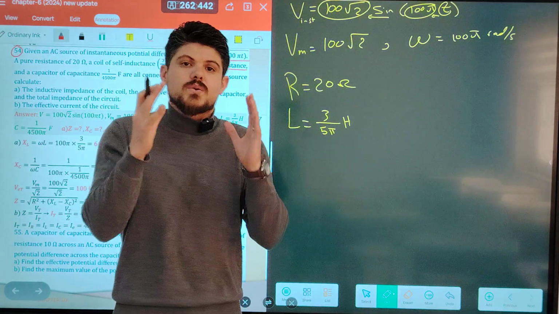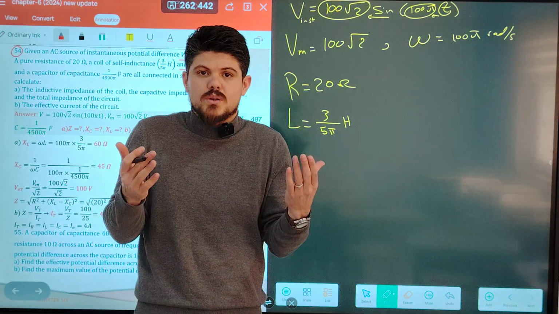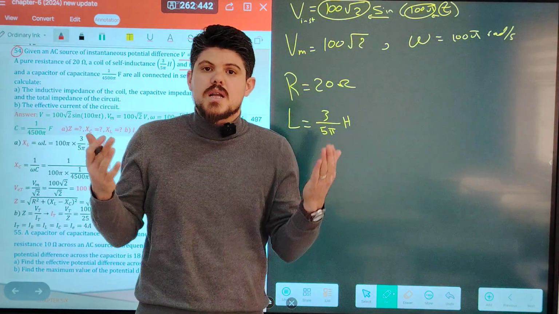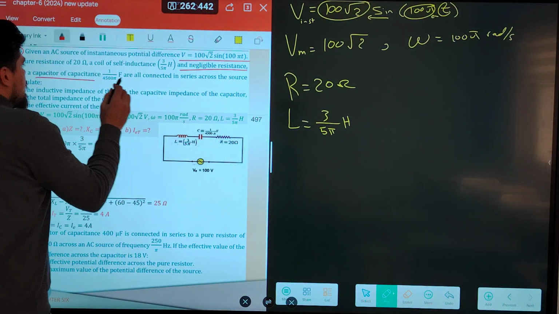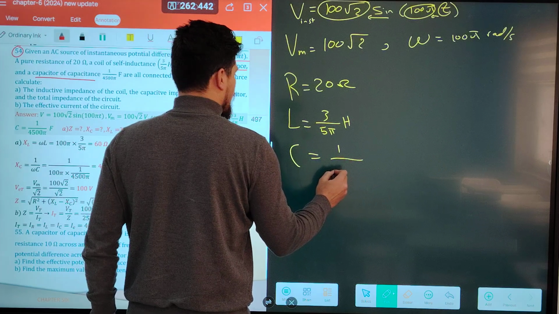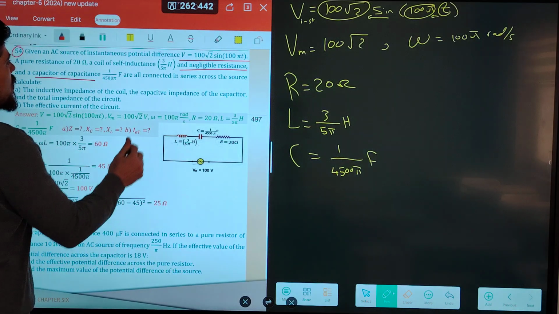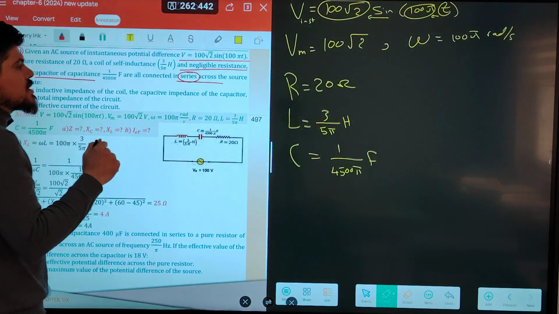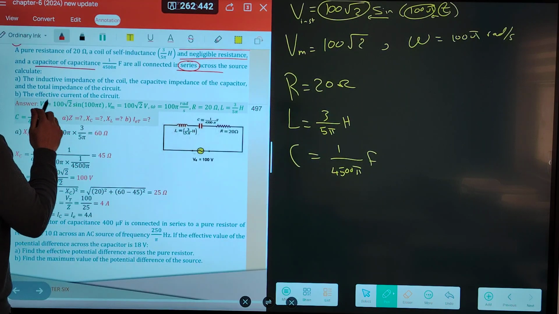Be careful. The resistance of the coil means that the coil is not pure. But the pure resistance, like a light bulb, is connected with the circuit. Okay? And the capacitor of capacitance C is given 1 over 4,500 pi farad. Are all connected in what? In series connection. Guys, you have to know whether the connection is series or parallel. It's very important, okay? Calculate the following.